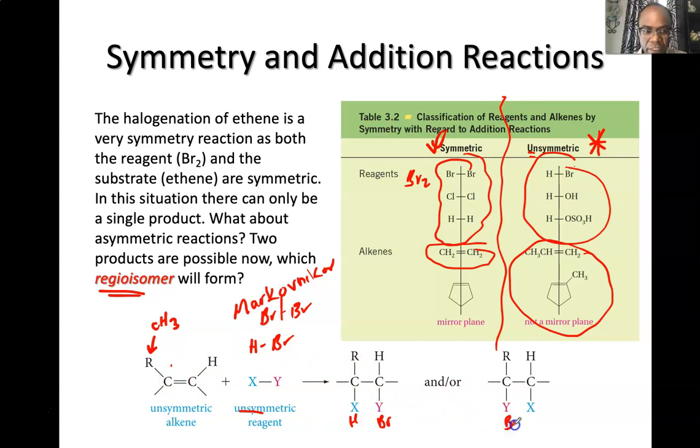The Br could end up here, the H could end up here. Notice that because this is a carbon containing group, these two molecules are not the same. Why? Because you started with an unsymmetrical alkene and reacted it with an unsymmetrical reagent. So which of these two will be favored or formed in greater amounts? To know that, we have to use what we call Markovnikov rule.